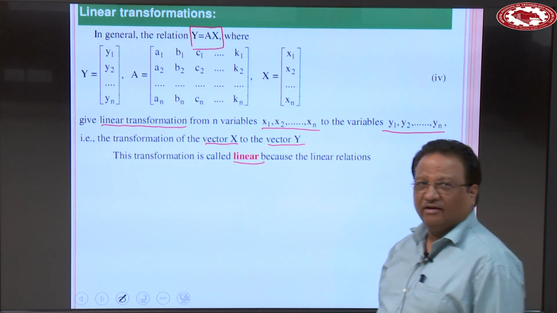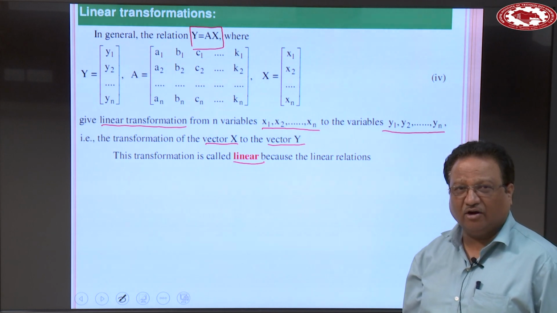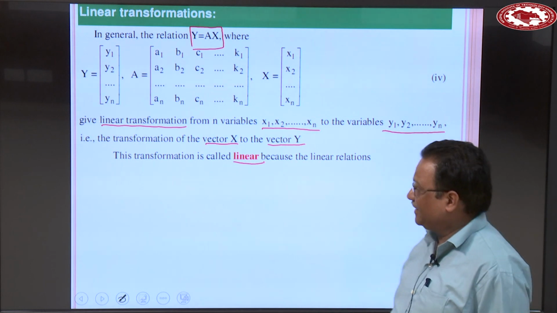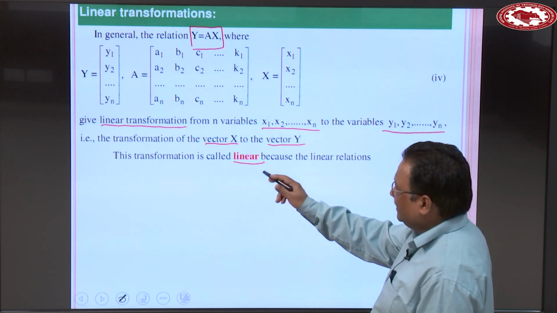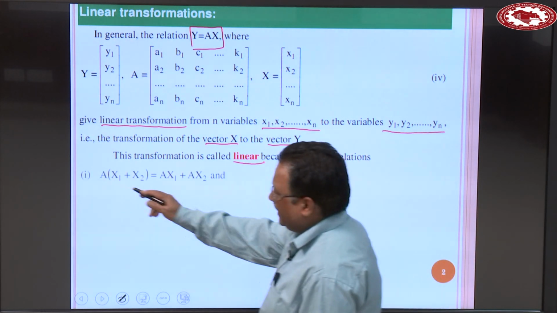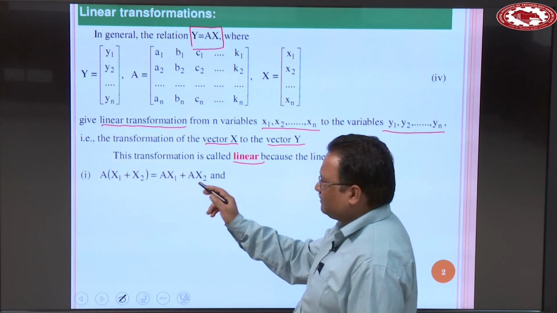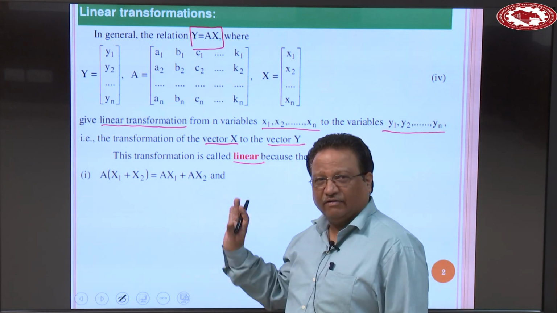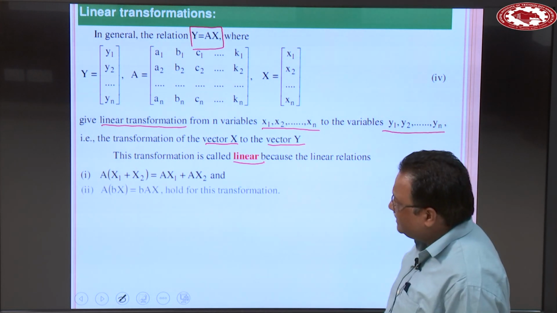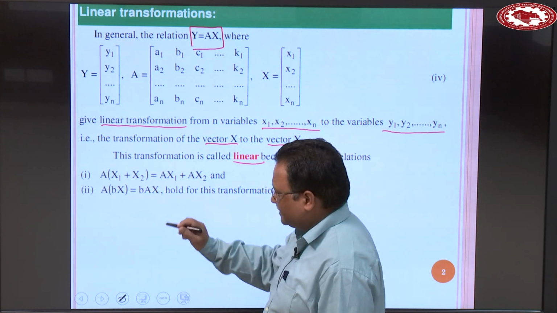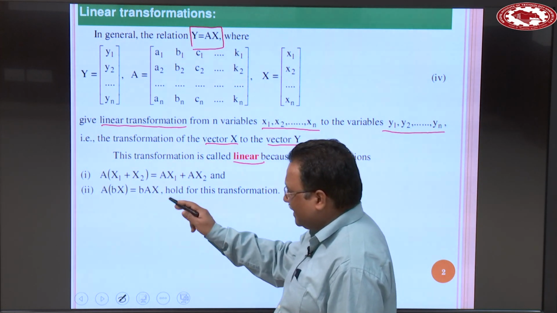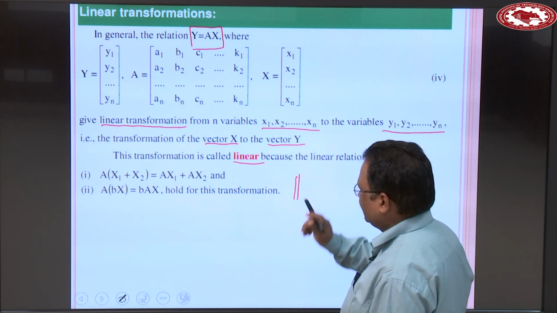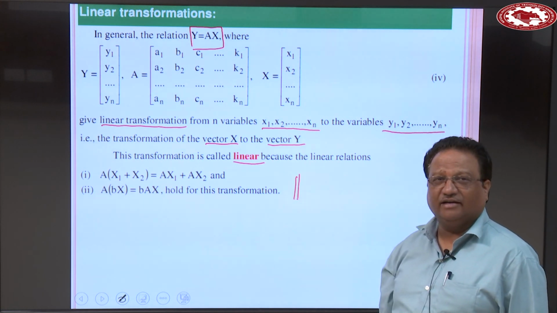Why is this transformation called linear? Because this transformation satisfies two fundamental conditions of the linear property. First, the relation A(x1 plus x2) is equal to A x1 plus A x2 holds for this transformation. And second, A(bx) is equal to b(Ax) also holds for this transformation. So, due to these two properties, this transformation is called linear.